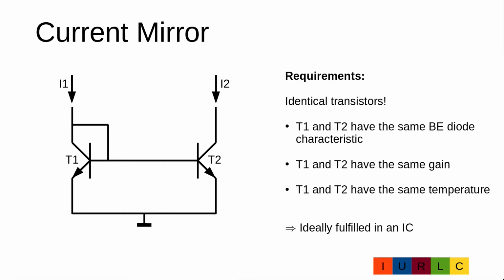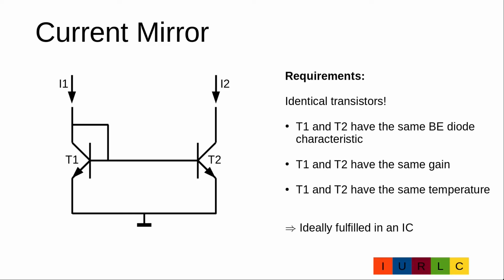The requirements for a current mirror are identical transistors, especially the base emitter diode characteristic, the gain, and very important, the temperature must be the same. These requirements are fulfilled in an integrated circuit.